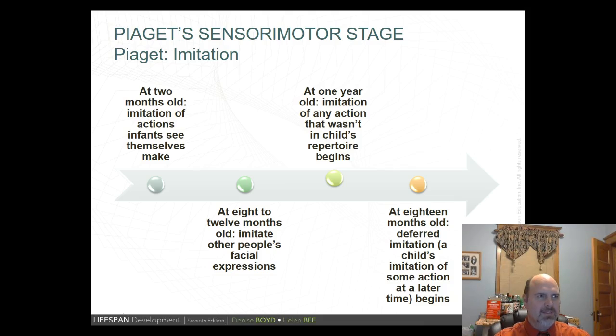Next, at this stage, at 2 months, there is imitation of actions infants see themselves make. At 8 to 12 months, they imitate other people's facial expressions. So a smile might be mimicked with the baby smiling. At 1 year, imitation of any action that wasn't in the child's repertoire begins. So they start modeling, learning behaviors from other models. At 18 months old, deferred imitation, a child's imitation of some action at a later time, begins.